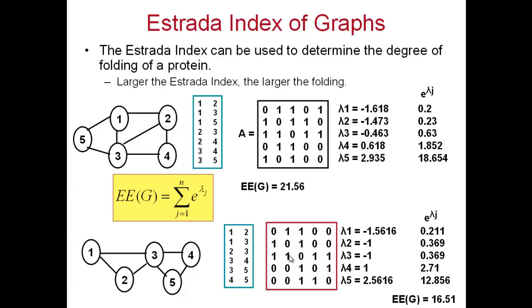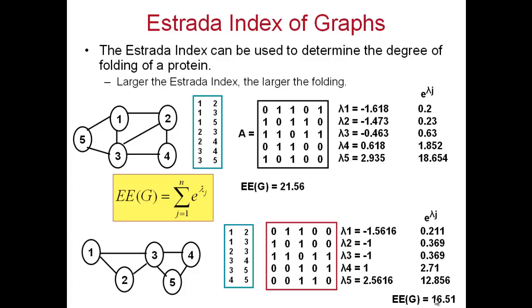And the sum of these e to the power lambda of these eigenvalues comes out to be 16.51. Now you can see here, unlike a complete graph, it's not just the largest eigenvalue that is making almost the entire contribution to the sum. The other eigenvalues, especially the next largest one, are also making a reasonably good contribution to the sum of the eigenvalues. And that's what you expect to see in a real world graph that is not complete.